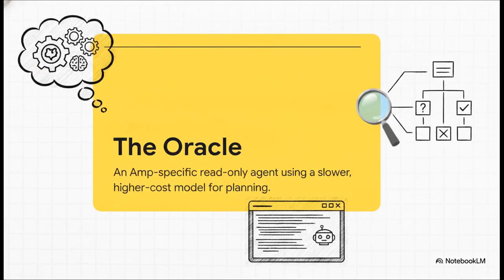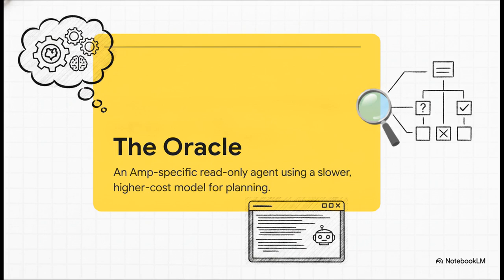All right, let's start with step 1, planning. So what exactly is the Oracle? Well, in Hashimoto's toolkit, the Oracle is an AMP-specific read-only subagent. It relies on a slower, higher-cost AI model that is specifically tuned just for thinking and planning. Hashimoto feeds it his rough ideas and literally asks it to generate a plan before a single line of code is written.